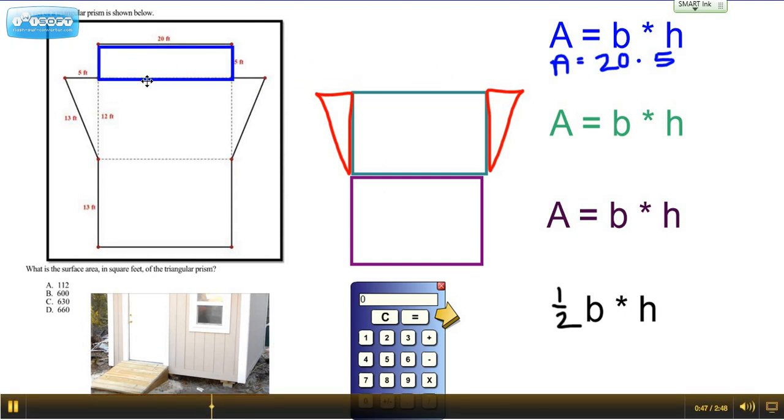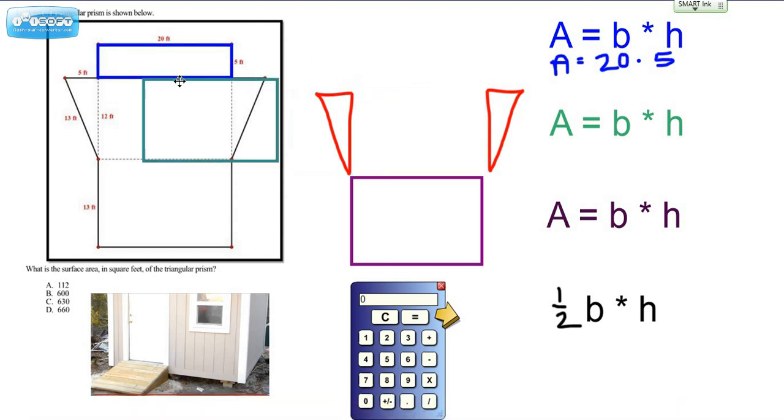All right, so let's put it right here. Now, we have this piece right here, which I have in green, and you have to ask yourself, what are the dimensions of that? Well, if this is 20, then this line right here is 20, and it's a 20 by 12. Area equals 20 by 12. So you'll find that product, you'll have a number, and you'll keep that number handy.